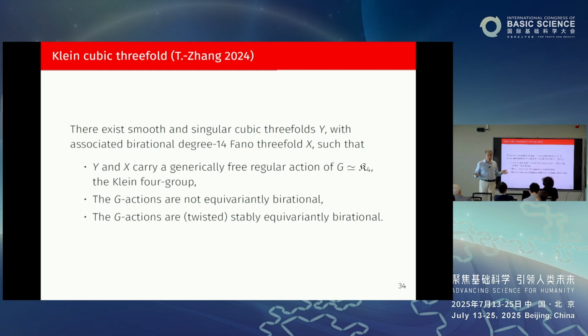And the actions are not equivariantly birational, but are twisted stably equivariantly birational. So it's kind of amazing that this stuff can work. I mean, at least to us, it was sort of amazing. How do we know that they're not birational? Well, that's a separate lecture. There are new invariants introduced by Andrew Kresch and myself, equivariant Burnside groups, that allow us to capture the non-equivariant birationality. And then, of course, you need this vector bundle construction to produce these twisted stable rationalities in this case.